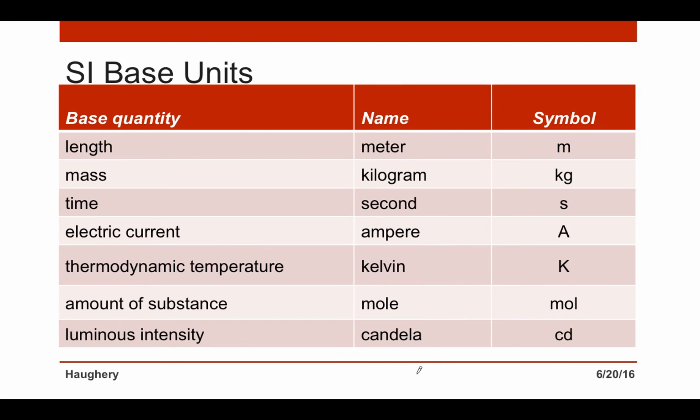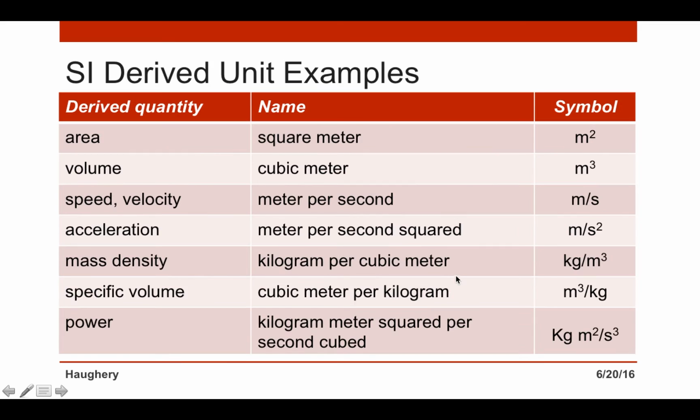So these are the 7 base units that every other unit that we deal with in science and technology and engineering are somehow based on. So we look at some derived units like square meters, just a meter times a meter, cubic meters, a meter times a meter times a meter, mass density, right? Kilograms divided by cubic meters, right?